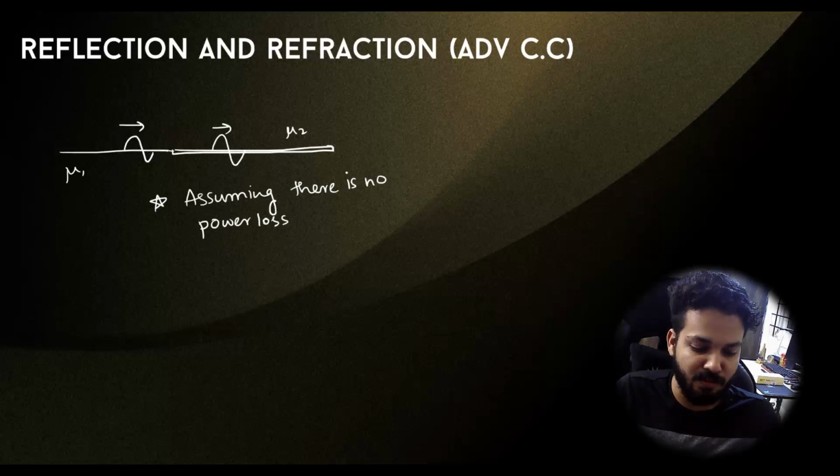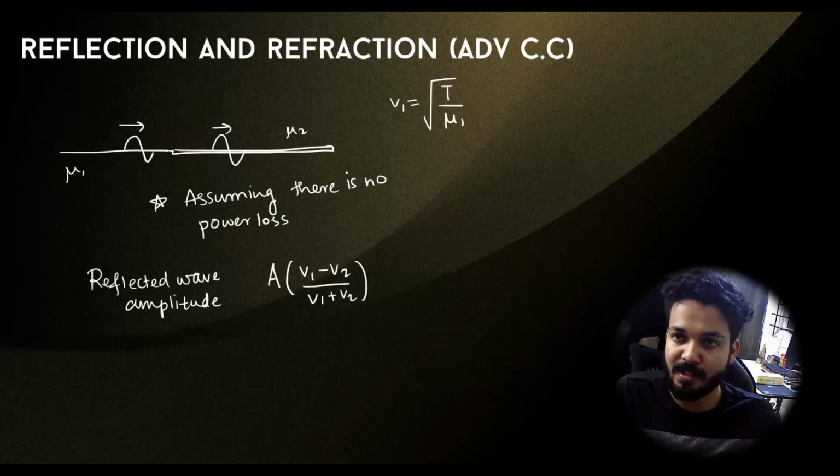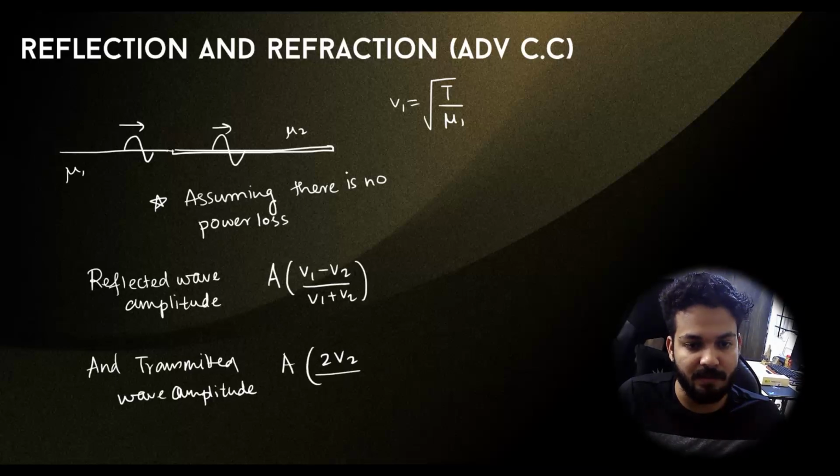then two important results that you have to remember are that if you want to find the reflected wave amplitude, then you have to write the incoming wave amplitude times (v1 − v2)/(v1 + v2). Obviously you can get v1 and v2 values by taking the square root of tension divided by mass per unit length. Similarly you can get v2 also, and the transmitted wave amplitude comes out to be a times 2v2/(v1 + v2).